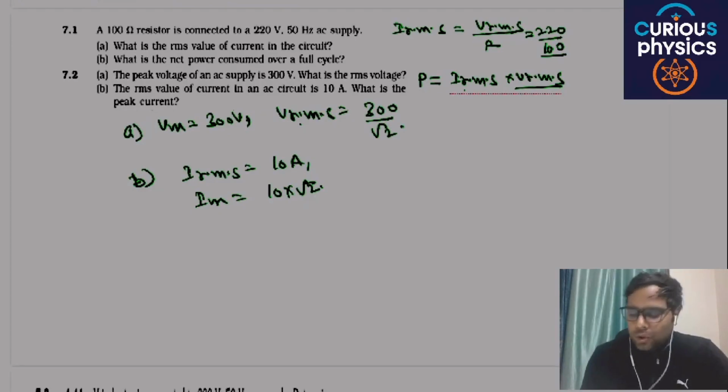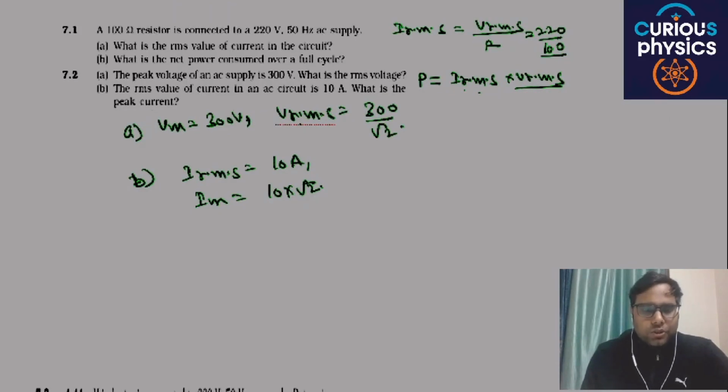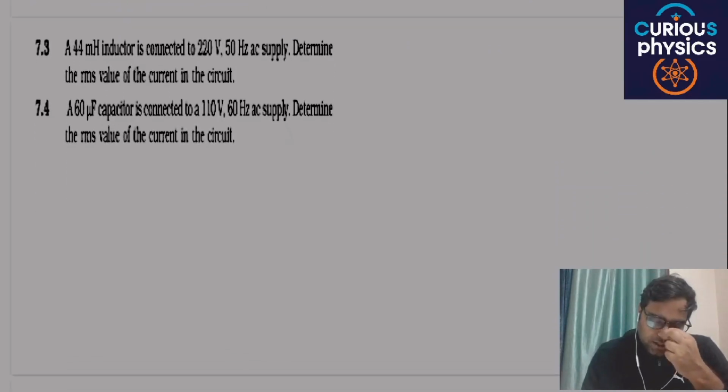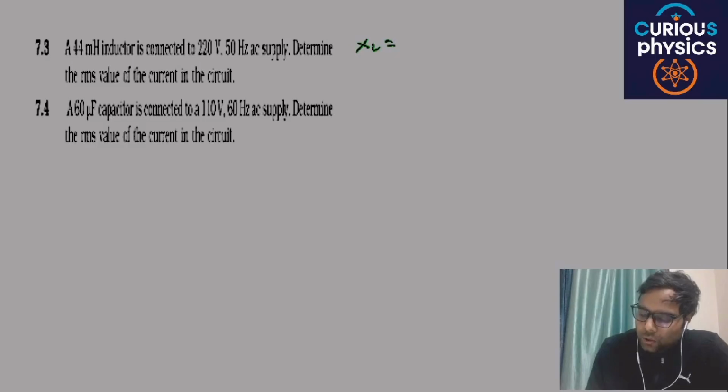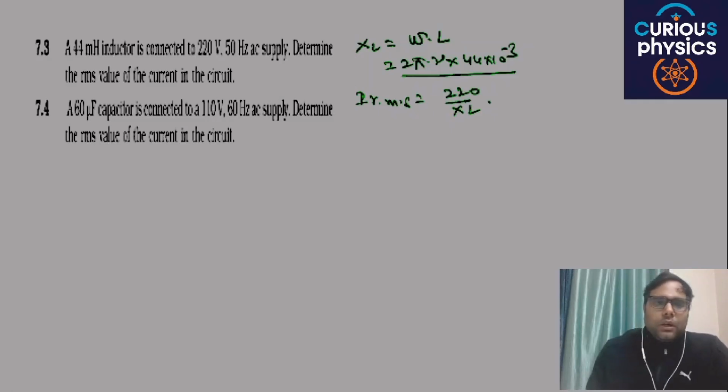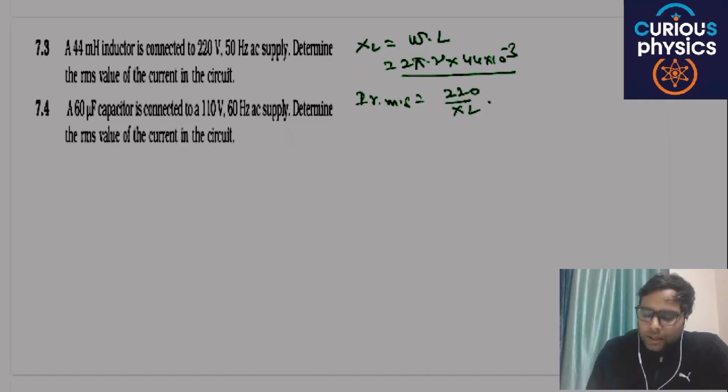Just directly formula based questions. Okay, next: a 44 microhenry inductor is connected to a 220 volt 50 hertz AC supply. Determine the RMS value of current in the circuit. In case of an inductor, the inductive reactance XL can be written as omega into L. Omega is 2 pi into frequency, into inductance 44 into 10 raised to power minus 3. You will get XL. And for IRMS, you will get 220 by this XL. You will get your value. Are you able to understand my point or not?